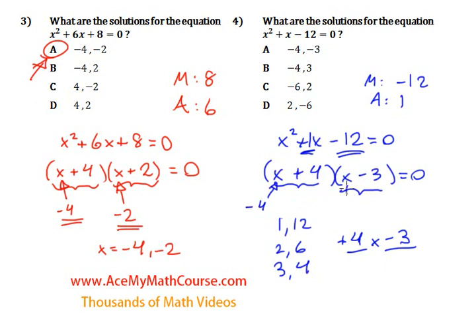Now what value of x over here would make the equation 0? Just positive 3. Right? 3 minus 3 is 0. So that works also. So the solutions are negative 4 and 3. That's it.